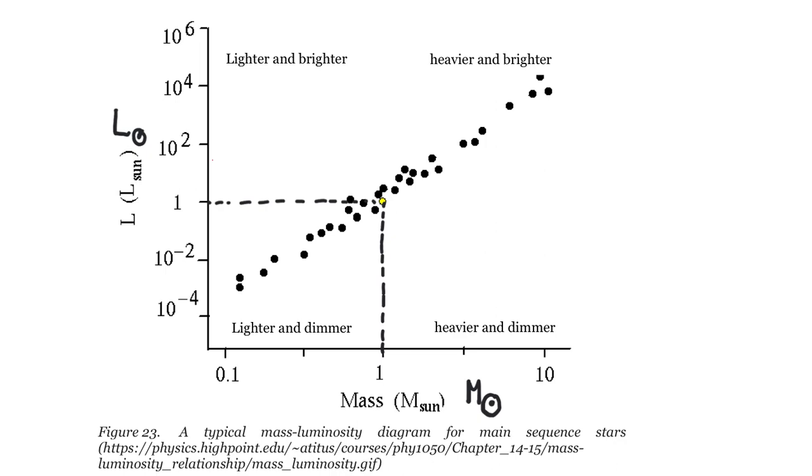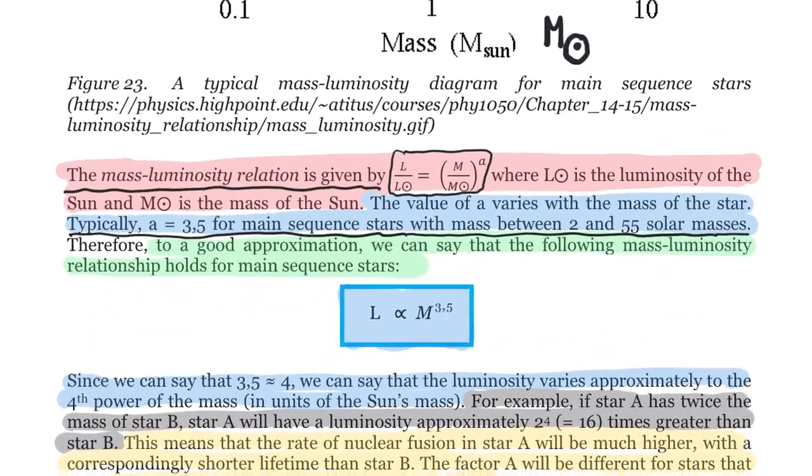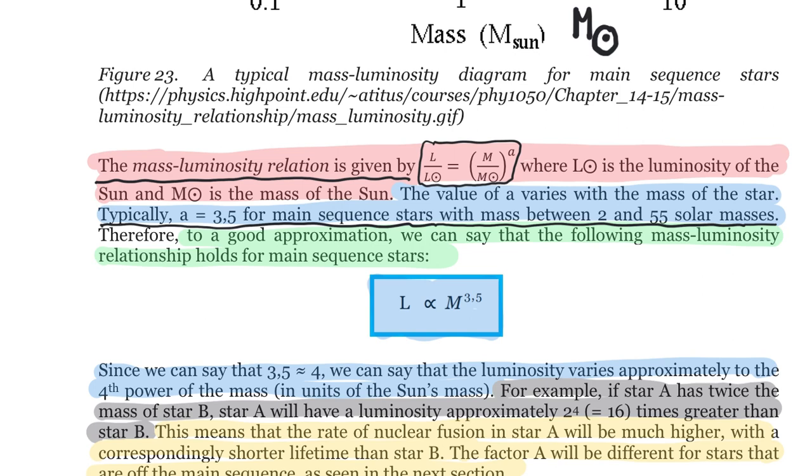Now, if we look quantitatively at the mass-luminosity relation, then we get this. When the luminosity of a star is compared to the luminosity of the sun, so that's a relative quantity, it's dependent on the mass of the star relative to the mass of the sun. So the mass over the sun, that's also relative. And it's to some power.